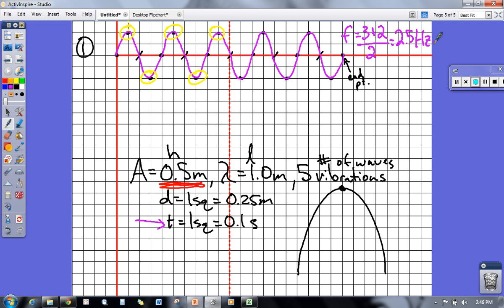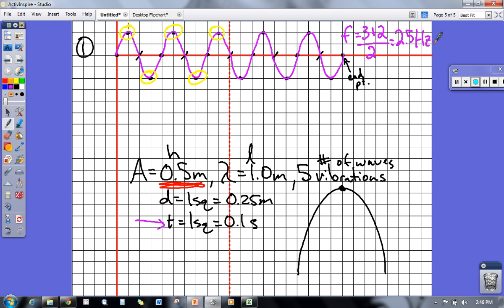Okay. Yes, Max? Do we circle like we did the yellow? You do not have to do that. Yes, it's all right if you do. If you want to circle your crest and trough, that's fine by me. The more visual you can make this to remember, the better.